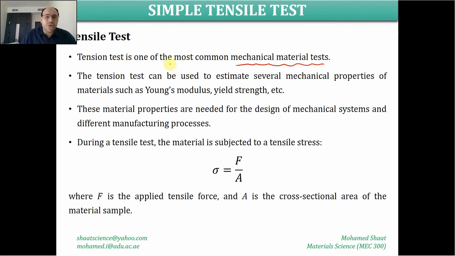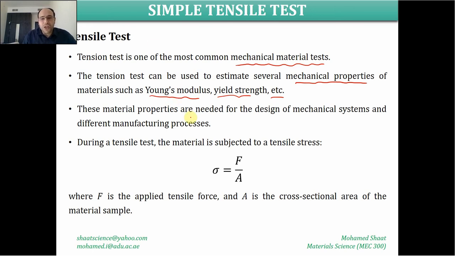So the tension test is one of the most common mechanical material tests. This indicates there are lots of other methods by which we can determine mechanical and even physical and chemical properties of the material. But if we are interested in these mechanical properties, definitely the easiest way is to use this mechanical method, which is the simple tensile test. Make sense? The tension test can be used to determine several mechanical properties of the material, for example, as I mentioned, the Young's modulus and the yield strength, in addition to so many other mechanical properties that we're gonna go over, and I'm going to show you how we can determine them using the tension test.